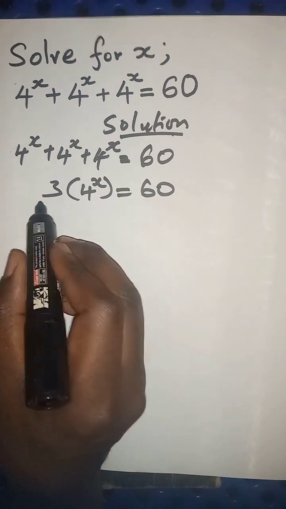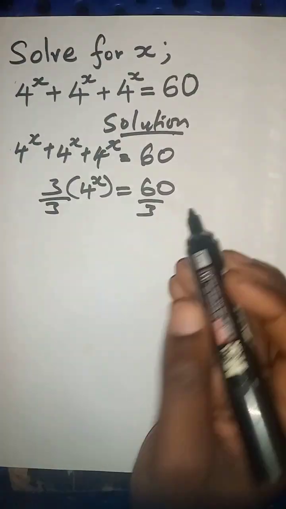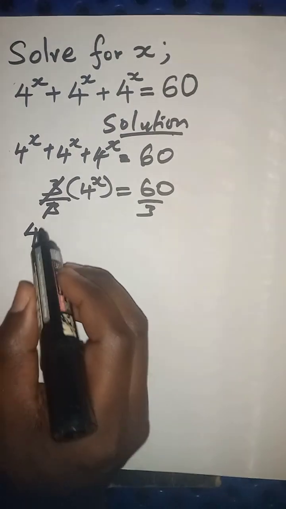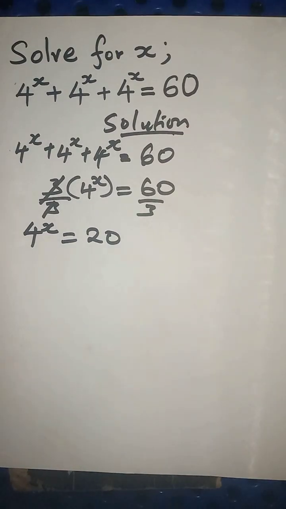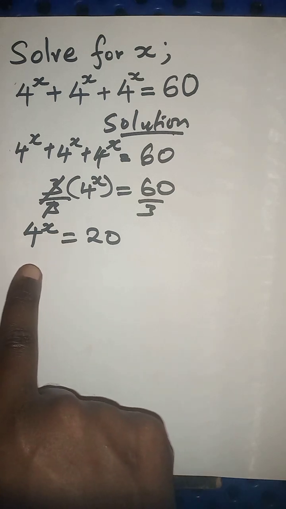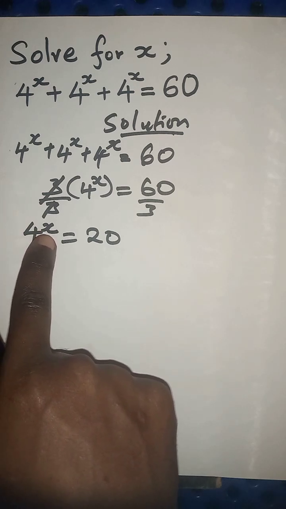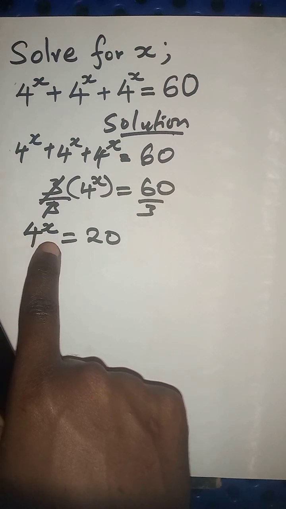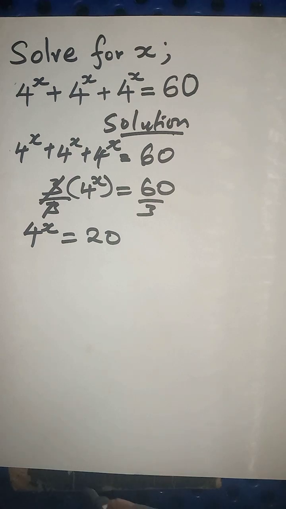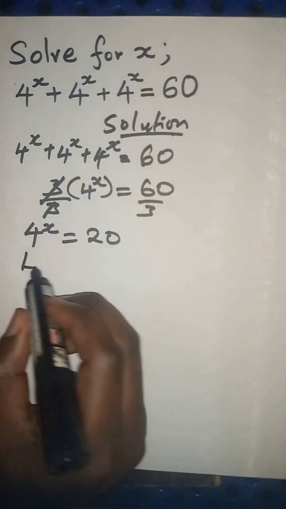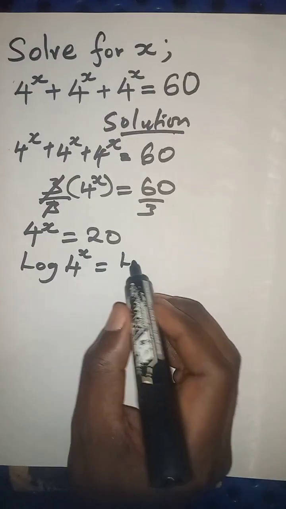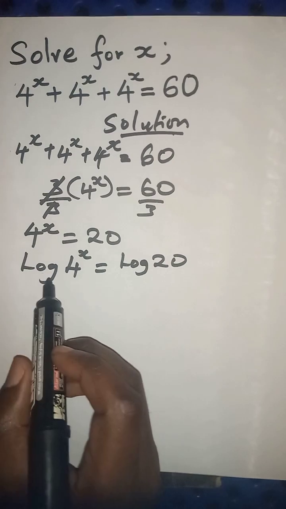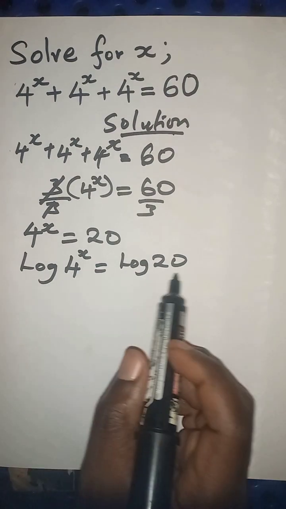At that stage, I'm going to divide by 3 all through so that I get 4 raised to x is equal to 20. Of course, when you divide 60 by 3, you get 20. At this stage, since we have a power over x, the best approach is to introduce logs on both sides, or the natural log, so that I have the log of 4 raised to x is equal to the log of 20.